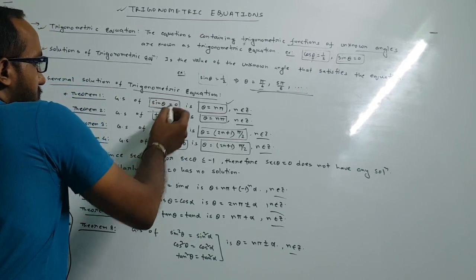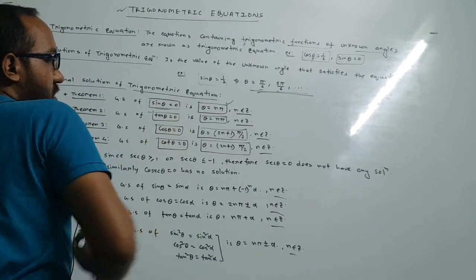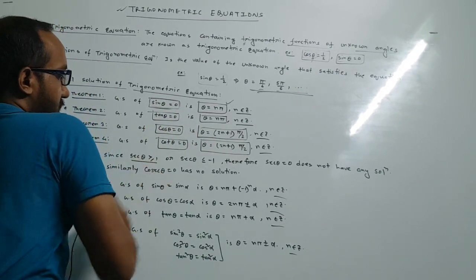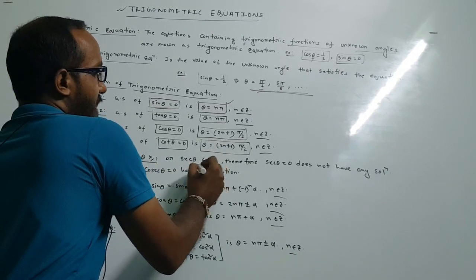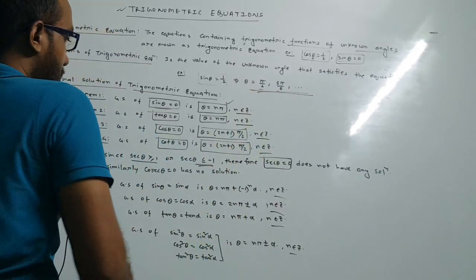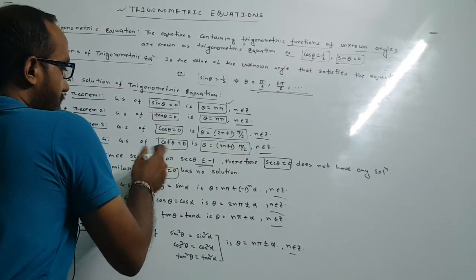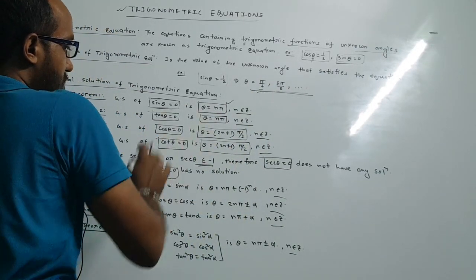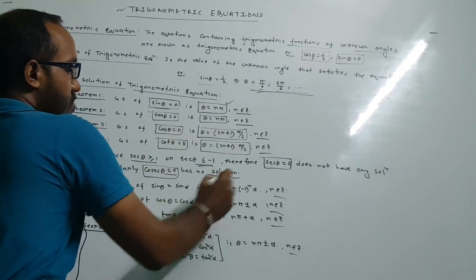See, all these: sin theta 0, cos theta 0, tan theta 0, cot theta 0. But we know sec theta is greater than or equal to 1 or less than or equal to minus 1. So sec theta equals 0 has no general solution. Similarly, cosec theta is also greater than or equal to 1 or less than or equal to minus 1, so cosec theta equals 0 has no solution also.